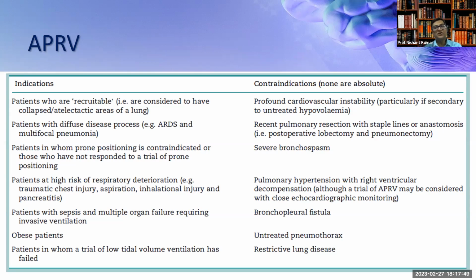So the contraindications: profound cardiovascular instability, specifically hypovolemia, pulmonary resection, severe bronchospasm. Now, again, this is one which cannot be used for obstructive diseases. Pulmonary hypertension with right ventricular decompensation, bronchopleural fistula, pneumothorax, and restrictive lung disease. Now, restrictive lung disease, we all know that ARDS is sort of a restrictive lung disease, but with a pre-existing restrictive lung disease, it is better not to use APRV.